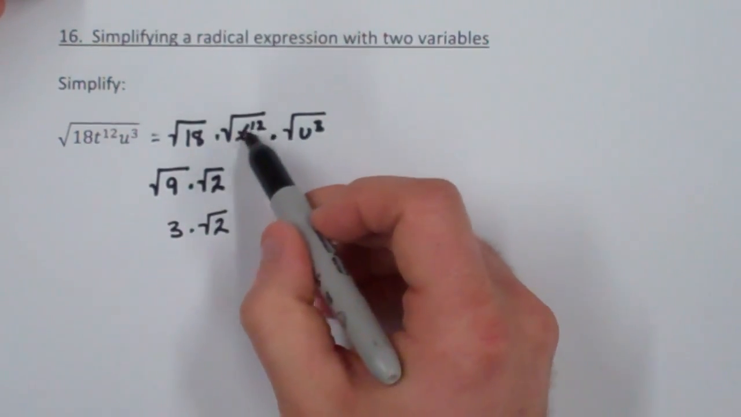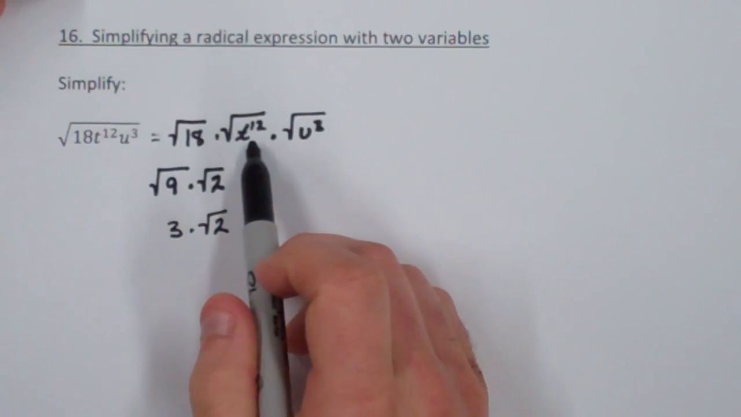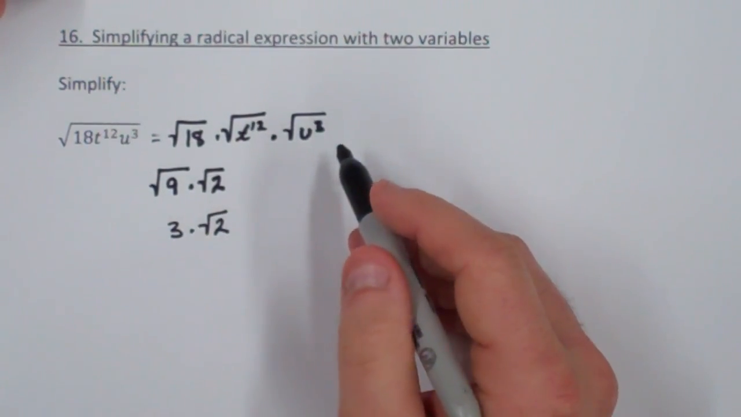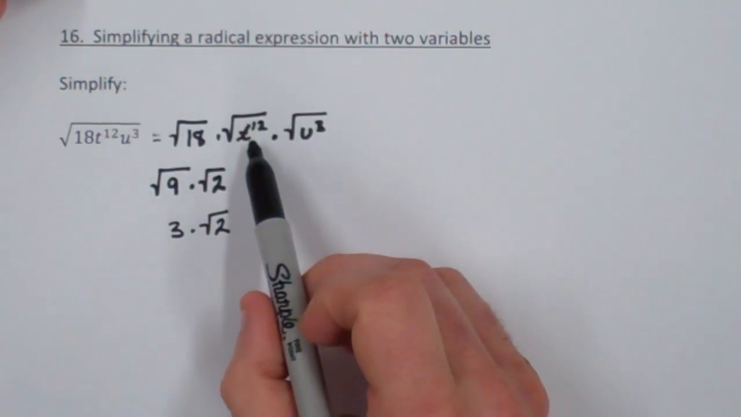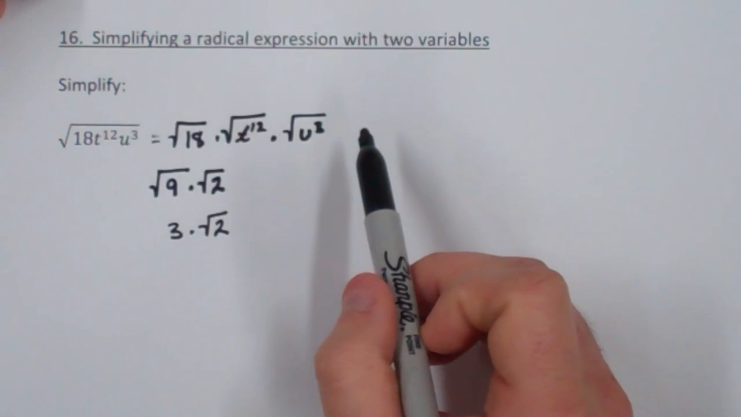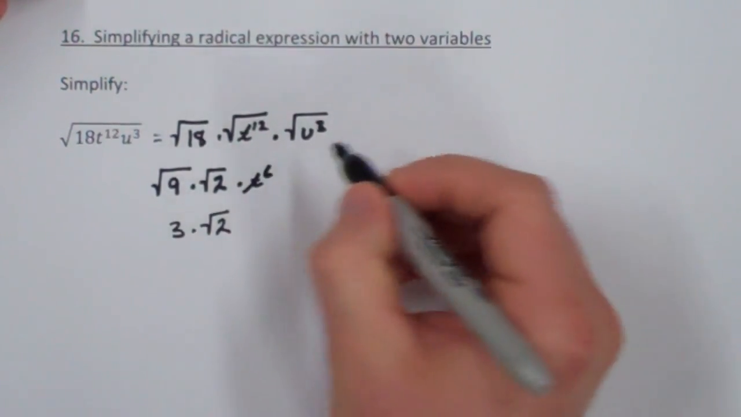T to the 12th. If you think about this, there's 12 t's being multiplied, and the square root of 2 of them, or t squared, is just t. And so we're looking for how many pairs are there in t to the 12th, and the answer is there are 6 pairs of t's. And so this is going to be t to the 6th power.